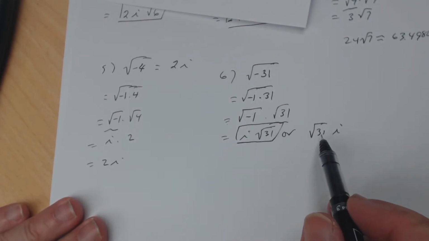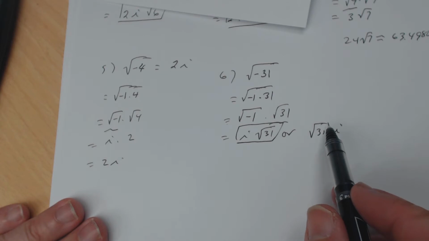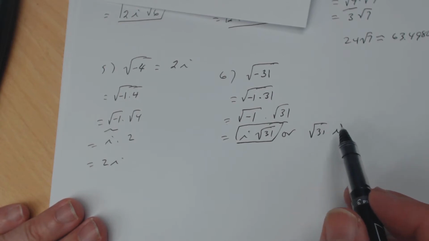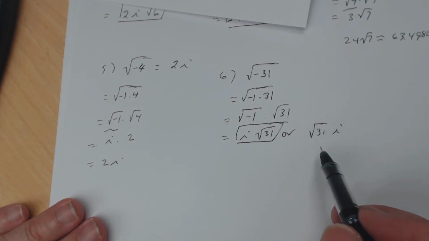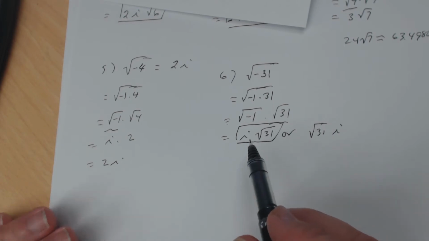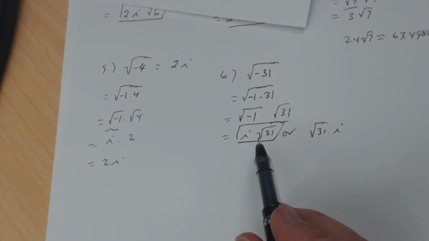Now, if you write it like this, it's no big deal. But if it looks like that i is under the square root, it's not correct. All right, so be on the safe side, leave it like this. This is how it's going to be normally written if you were to check your answers in the back of the book.